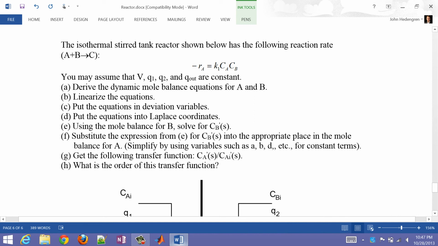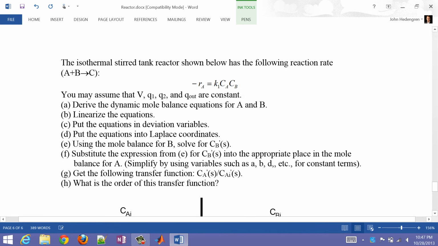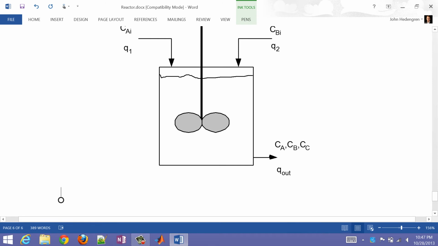Okay, so I'll work through this isothermal stirred tank reactor in this example problem that was from a practice exam in process control and dynamics. We have this stirred tank reactor here that has two inlets, CA in and CB in, so just pure A and pure B coming in with flow rates Q1 and Q2. And then we have Q out, which is a summation of those two that are coming out.